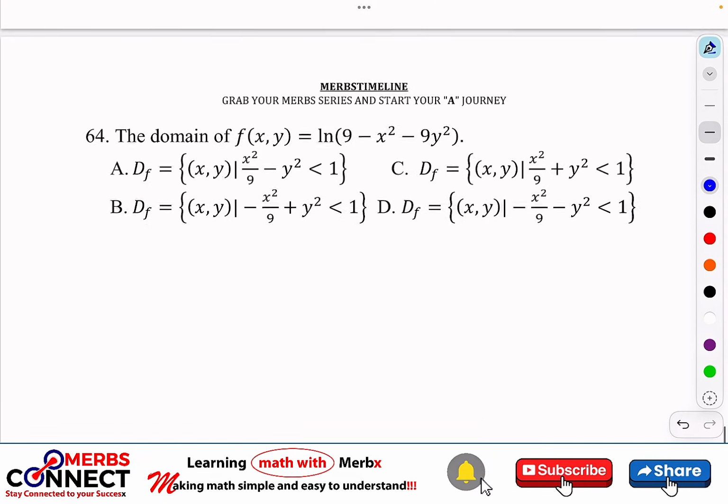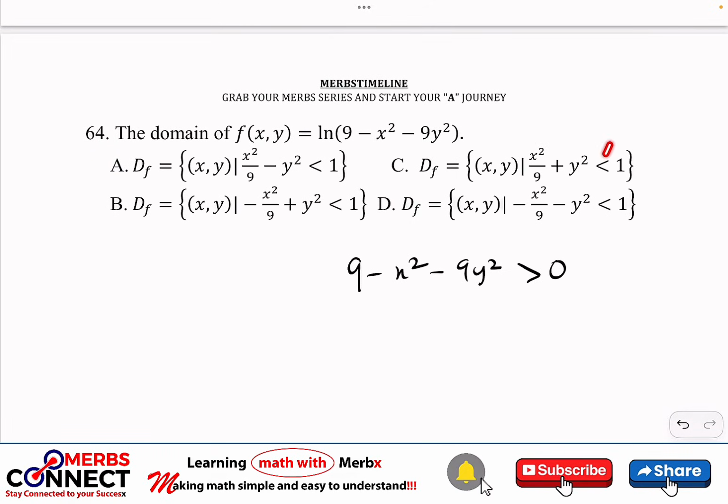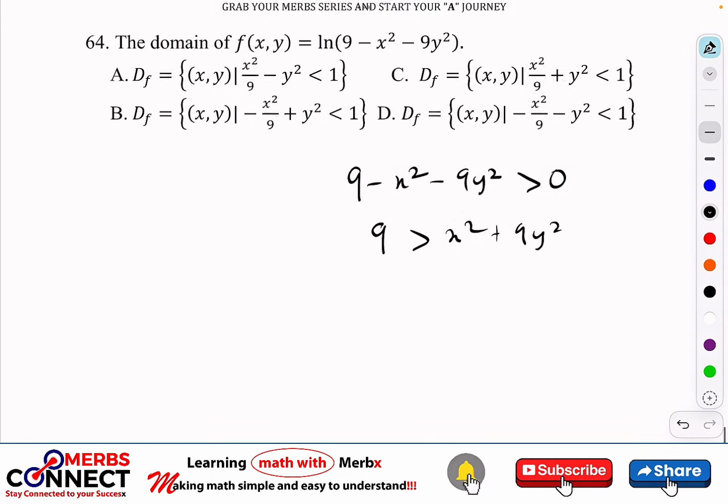We can also use the squeeze theorem to work out things. We want to find the domain of this. This is straightforward. The natural log function argument must be strictly positive. So 9 minus x squared minus 9y squared should be greater than 0. Now, they were trying to write this in the ellipse equation form, right? So 9 is greater than x squared plus 9y squared, which is the same as x squared plus 9y squared less than 9.